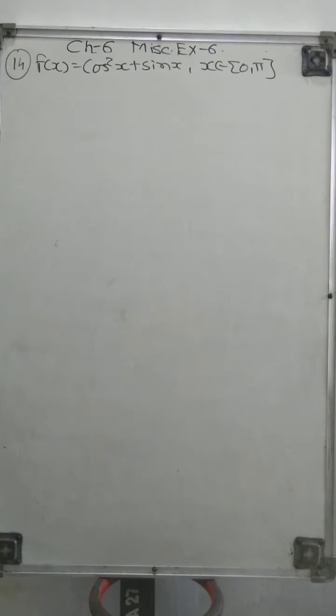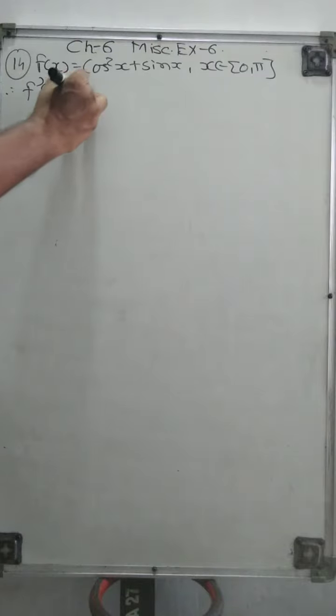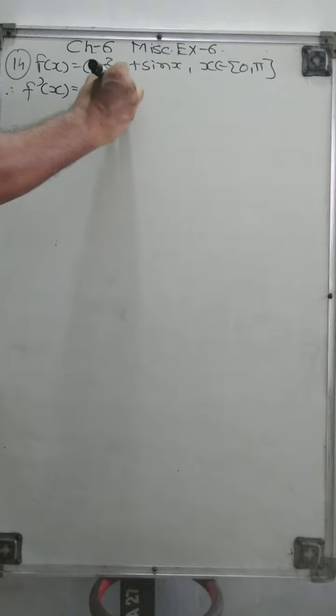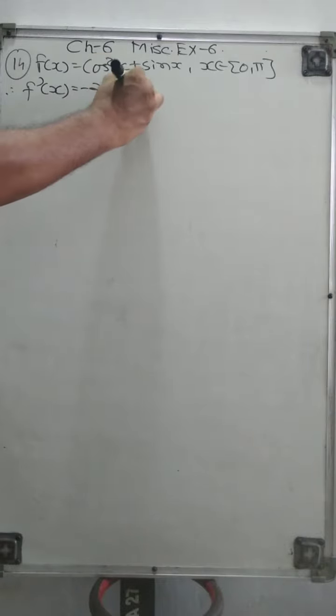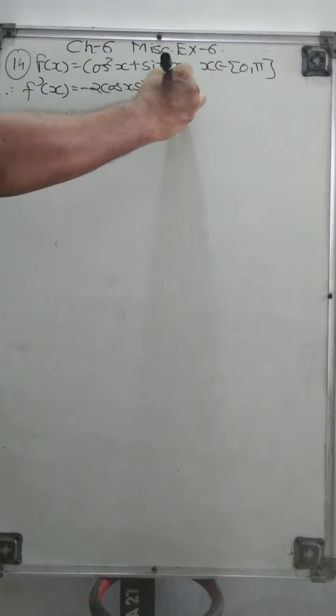Next question, 14th. Find the absolute maximum and minimum value of the function given by f(x) = cos^2 x + sin x, x belongs to [0, pi]. So here first of all we find f'(x) is equal to -2 cos x sin x + cos x.